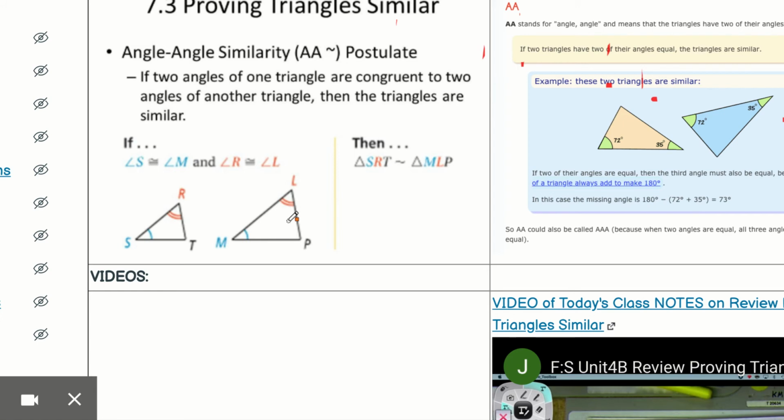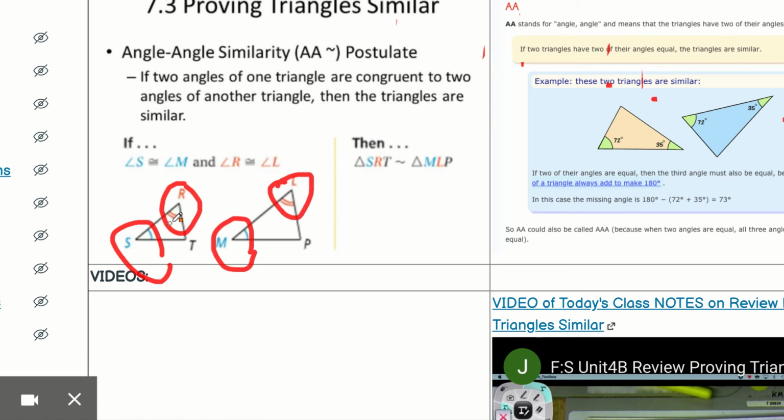And here's an example of two triangles. And this one has a double arc. So he corresponds with this guy. And both of them with the double arc means they're the same measure. And this guy right here has a single arc. So that means he is the same exact measure as this one right here.